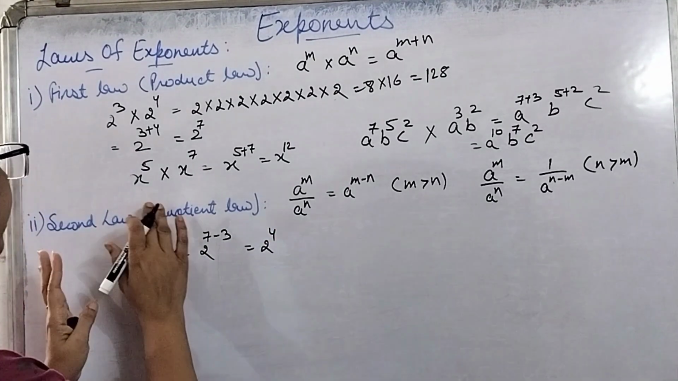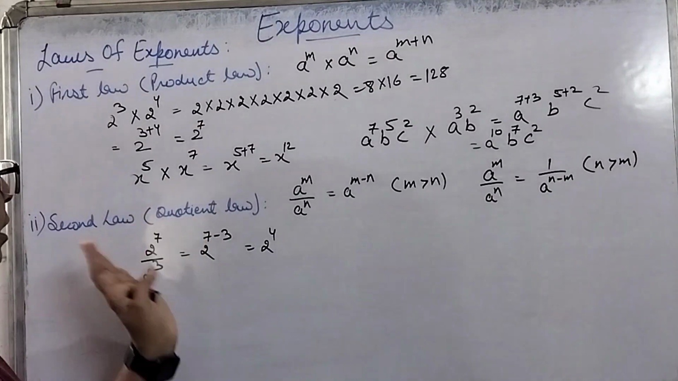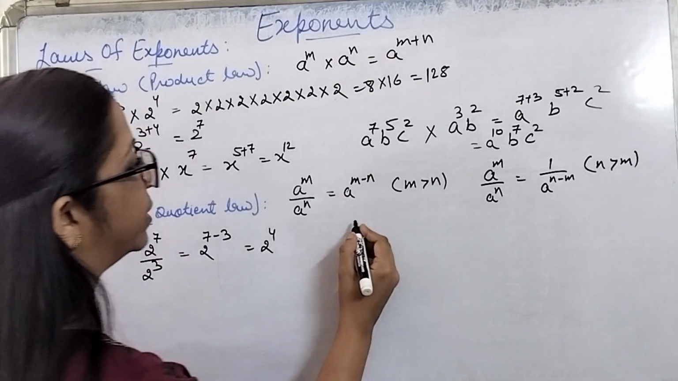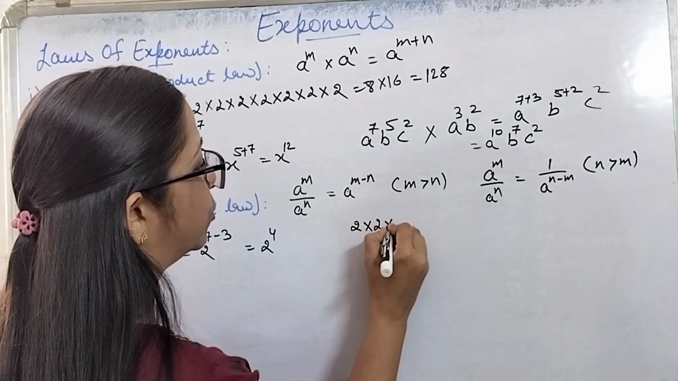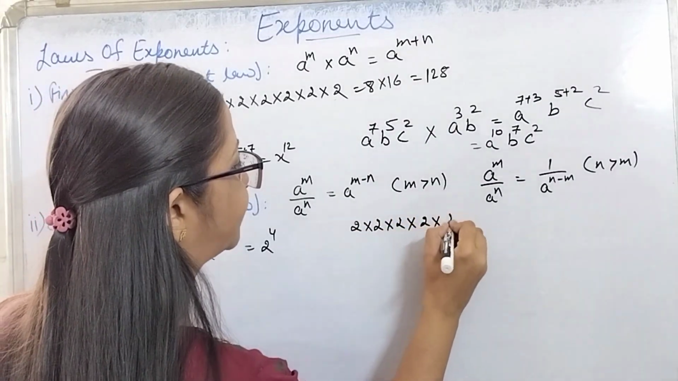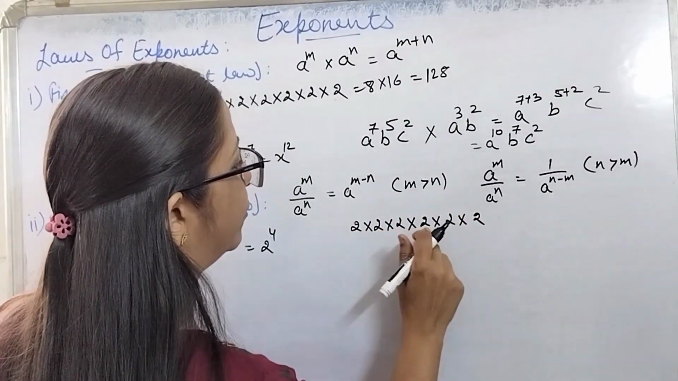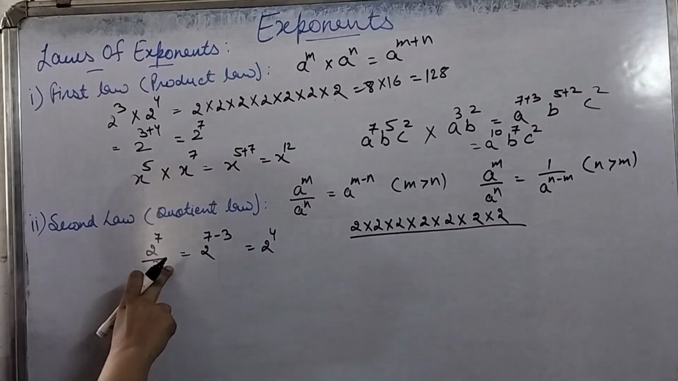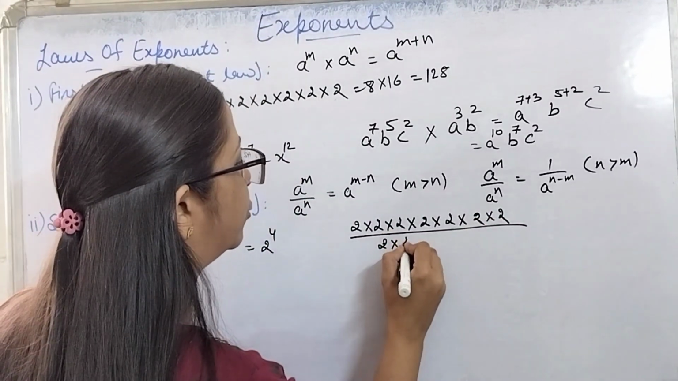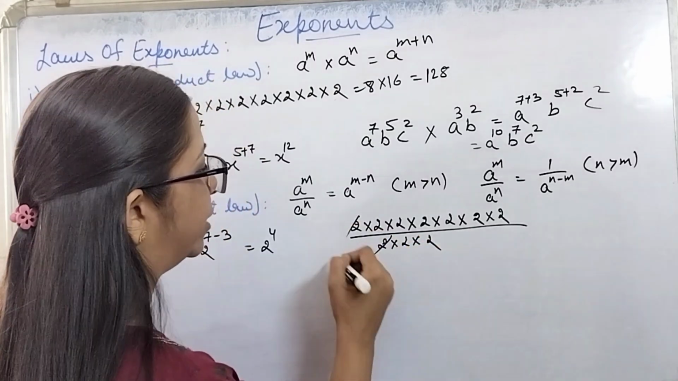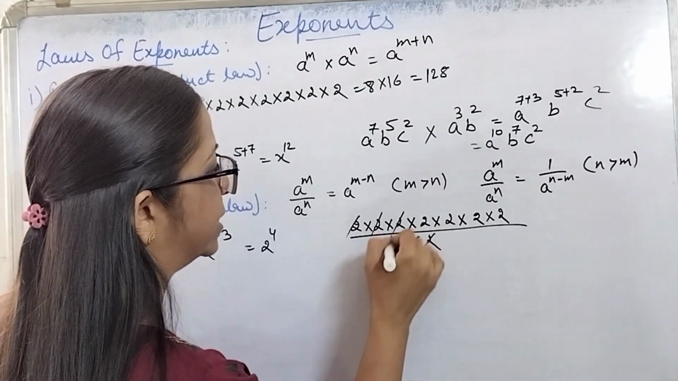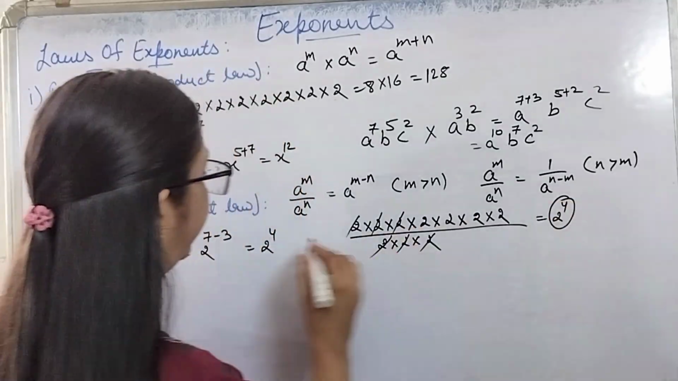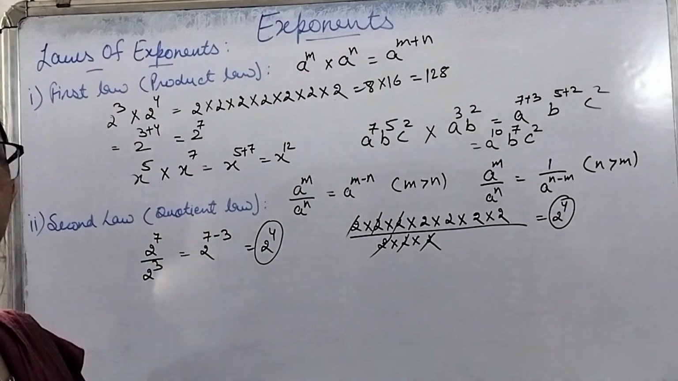And if in the simple way we are solving without applying the second law of exponent, then 2 raised to the power 7 could be written as 2 into 2 into 2, 7 times we will be writing: 1, 2, 3, 4, 5, 6, 7, divided by 2 raised to the power 3. That means 2 into 2 into 2. Now the first 2 cancels, second cancels, third cancels. What is remaining? 2 raised to the power 4. And we can see over here it is exactly the same.